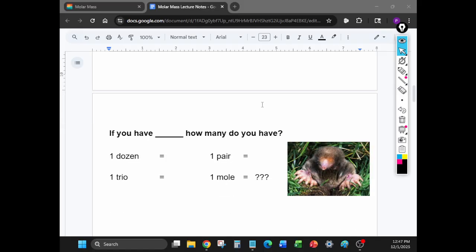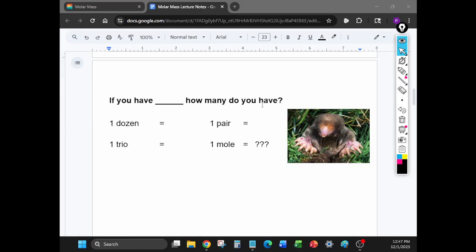All right, so before we start, let's chat real quick about something that we're all familiar with. Whenever in real life we count a group of things, we have different words for these groups, right? So if you have a dozen of something, how many do you have? 12. Yeah, 12. If you have a pair of something, 2. If you have a trio, 3. Okay, so we're all familiar with these words, right? These words are basically groups of things when you have a different number.